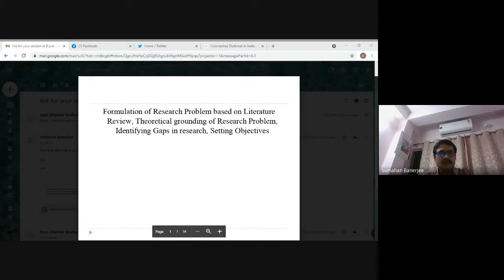And from this definition, we can deduce that it basically has three steps. One is posing a question, collection of data, and presenting an answer to that question. So now the research question comes.